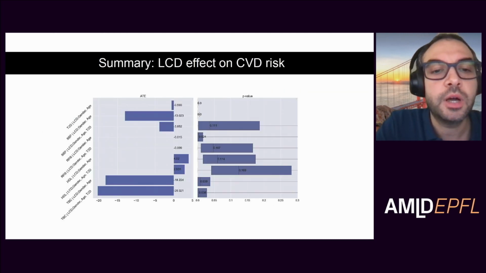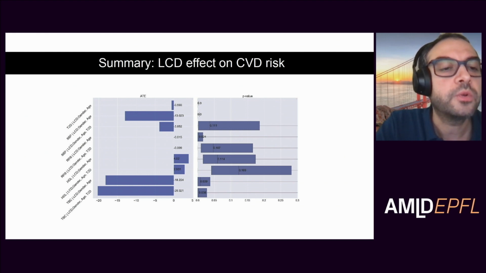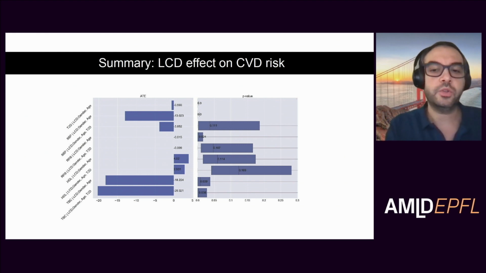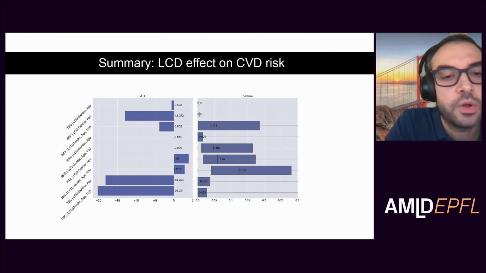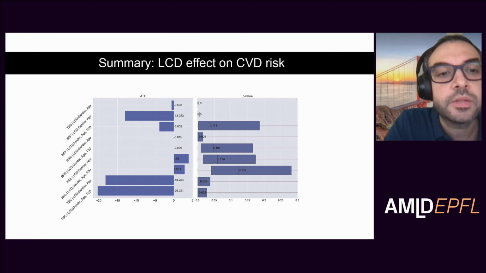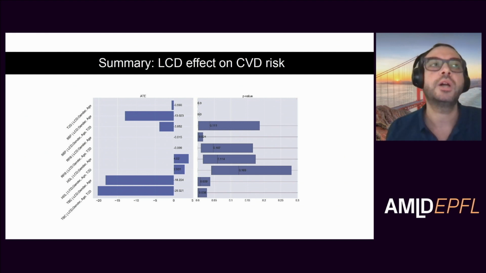So we apply the same process to different cardiovascular disease factors known in the literature: type 2 diabetes, systolic blood pressure, LDL, total blood cholesterol. And we see that for all the risk-increasing factors, LCD decreases them, with negative average treatment effects, and it increases HDL.